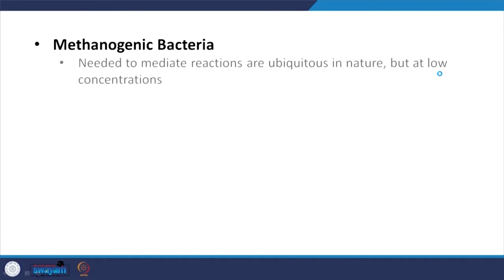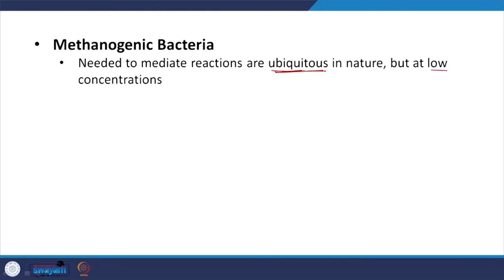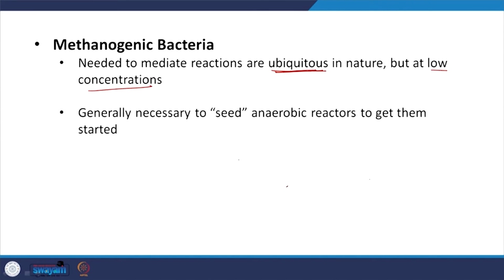And methanogenic bacteria, as I mentioned, are the prima donnas, and why do we need them? These reactions, note, are ubiquitous in nature. For example, if I throw out any organic matter, you are going to see methanogenesis, but the methanogens are not at high concentrations, they are at low concentrations. Though they are present everywhere, generally in an anaerobic digester you have to seed it. So, you have to get that seed from somewhere else and then put it in here. So, that is something to keep in mind.